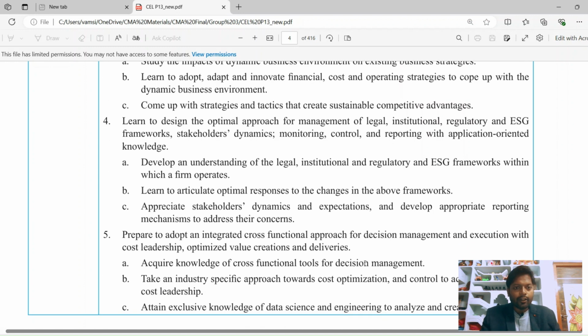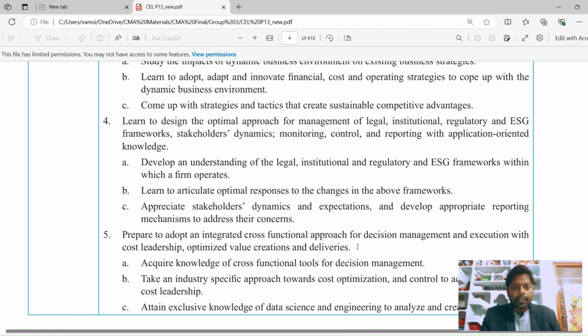Number point 4, learn to design the optimal approach for management of legal, institutional, regulatory, and ESG frameworks, stakeholders, dynamics, monitoring, control, and reporting with application oriented knowledge. So, students, what are the lines I am studying? One student, after completely learning this entire last subject, you are supposed to have all these skills, because one student who have all these skills, they will play the vital role in the performance of a company.